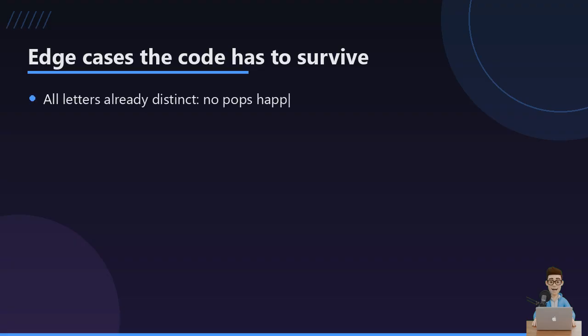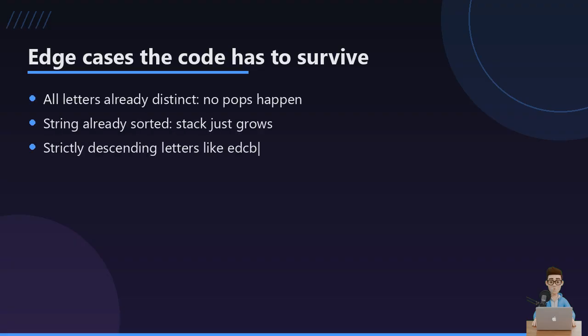If every letter is already unique, the while loop never fires, and we just build the stack straight through. If letters are already sorted, again nothing gets popped. But watch a string like acdb. Since every letter after the first never repeats, nothing pops even though it looks like it should, because last occurrence protects us every time.